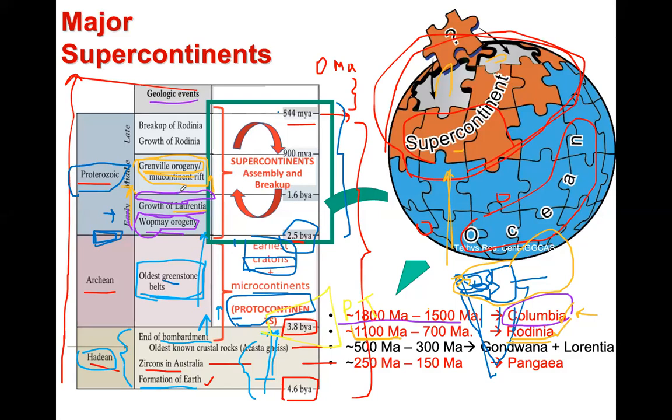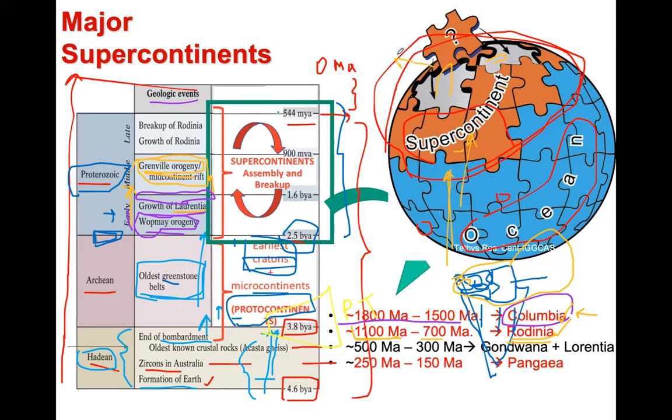So first is Columbia and then Rodinia, right? Rodinia existed until about 700 MA. After that, during the time of 700 to 500 million years, Rodinia was broken, again hit by a mantle plume like in the previous case, and it was dispersed, and dispersed means broken into pieces, right?